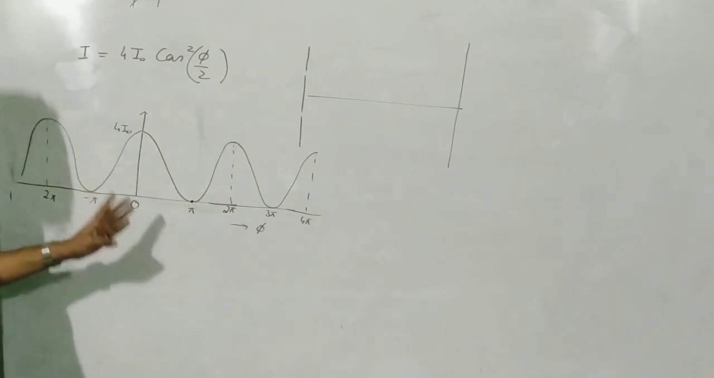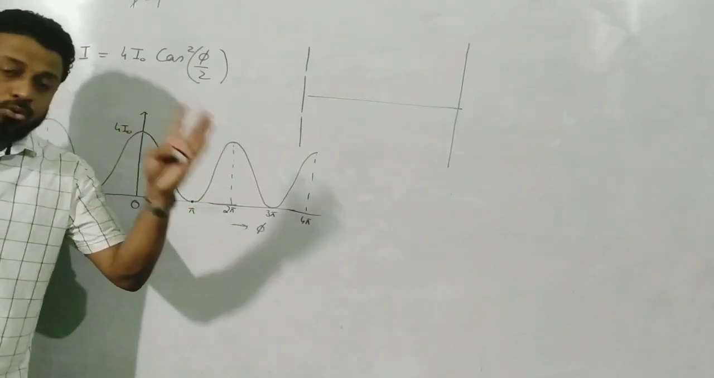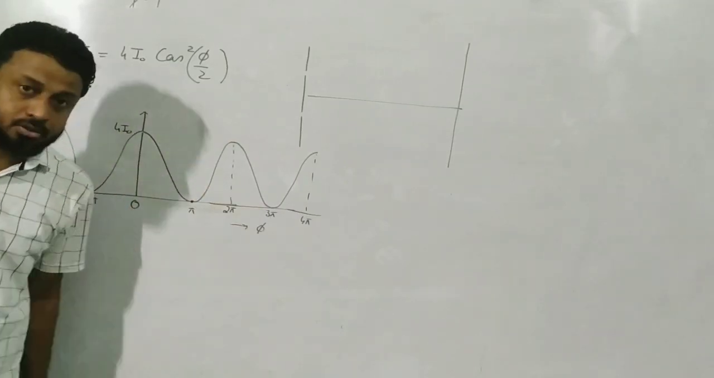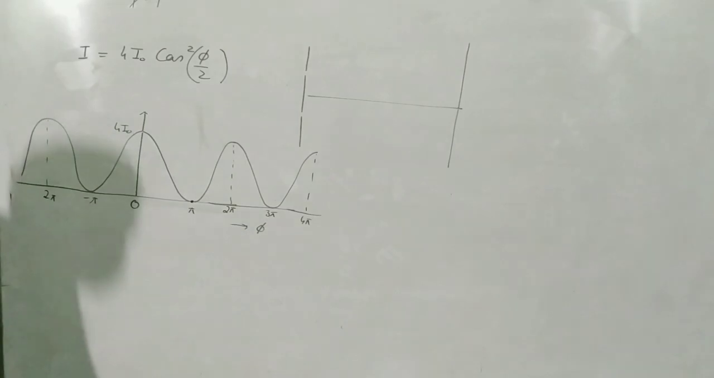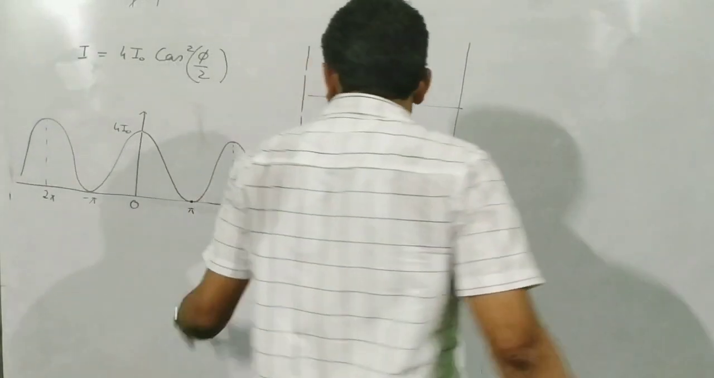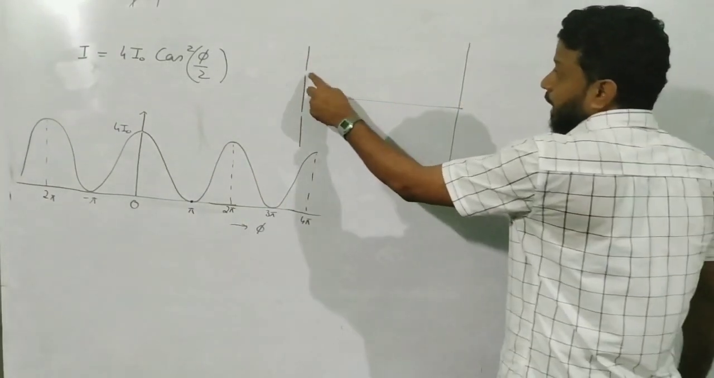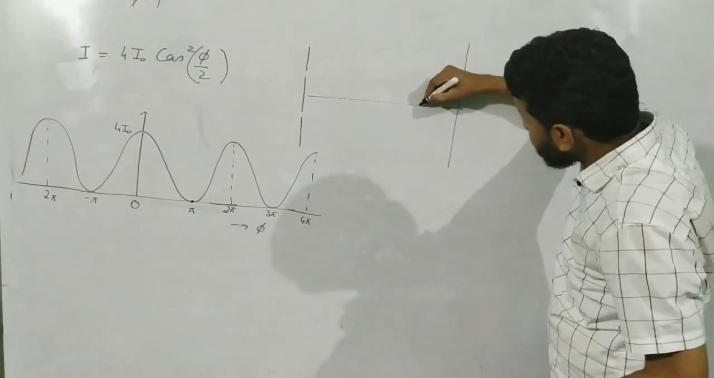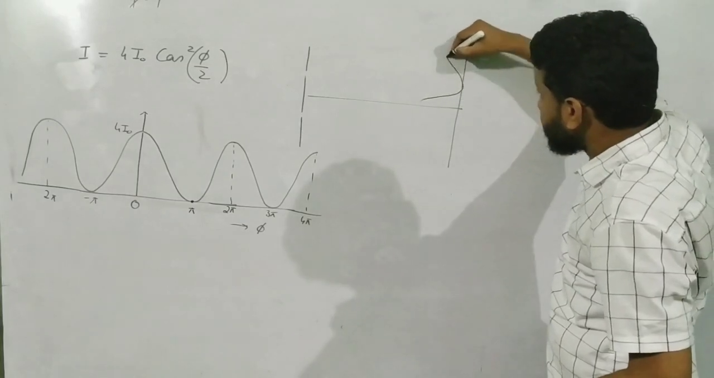And this graph they ask as for 2 marks: draw the variation of intensity of light with respect to phase difference. Okay? You know why I have drawn this? When you have the two slits and the wave patterns are formed, basically the intensity variations are like this.